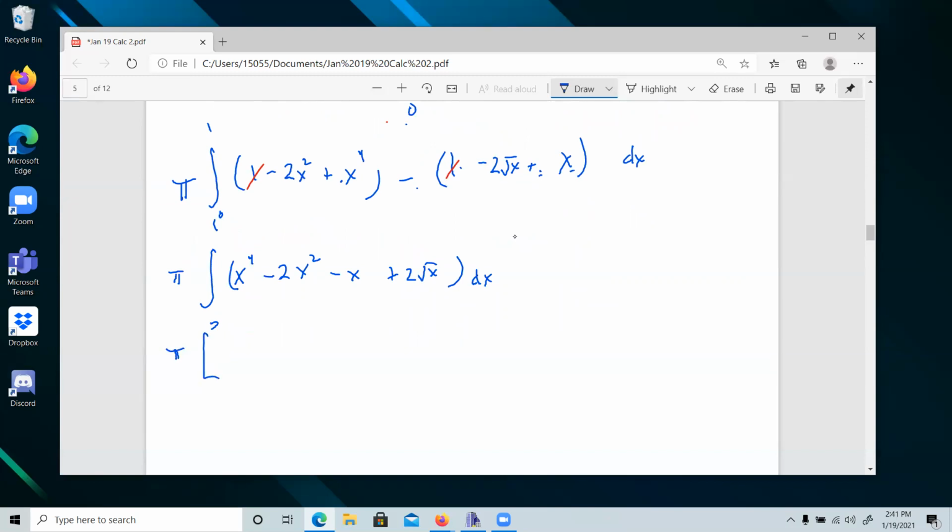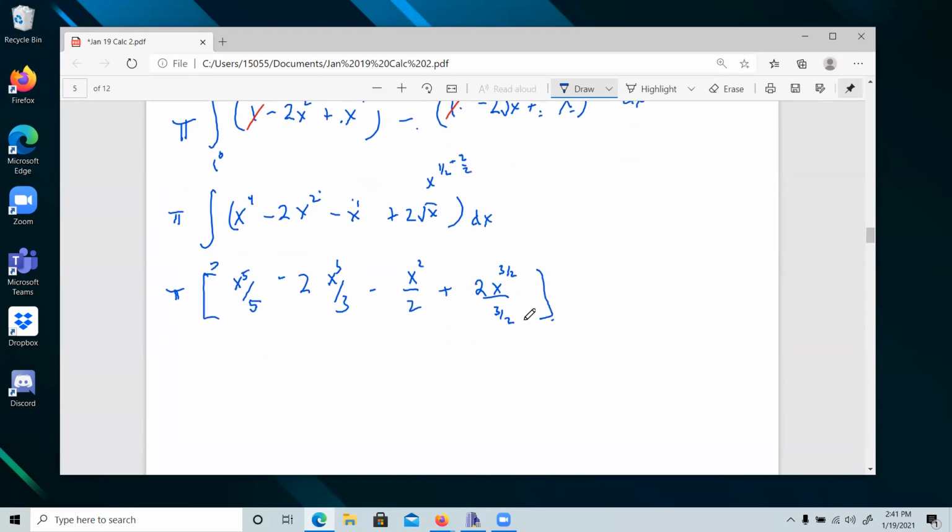So this is pi. This is even nice because it's 0 to 1. I don't even have to think about what's going on over here. So that's going to be add 1, so x to the 5th over 5. Minus, we're adding 1, so that's minus 2 x cubed over 3. Minus, adding 1, that's a 1 there, x squared over 2. Plus, this is x to the 1/2, so if I add 1 to it, we're really adding 2 halves. So that is 2x to the 3 halves divided by 3 halves. And then we're going to clean this up in a minute.